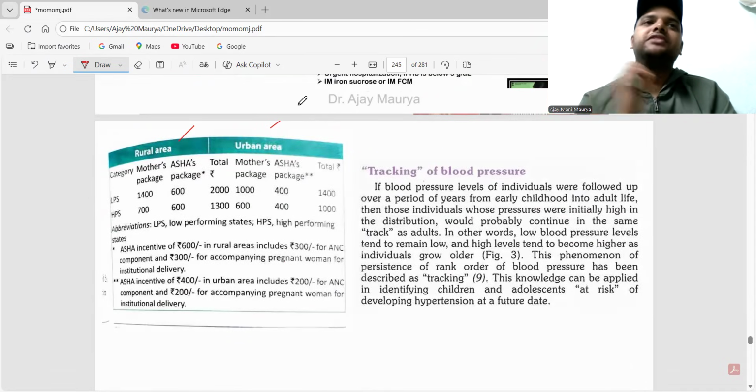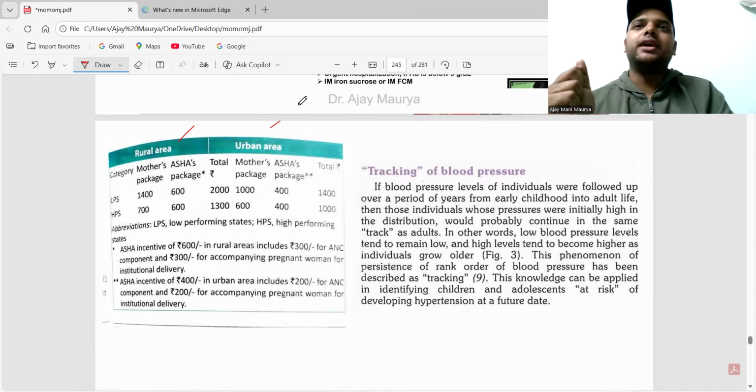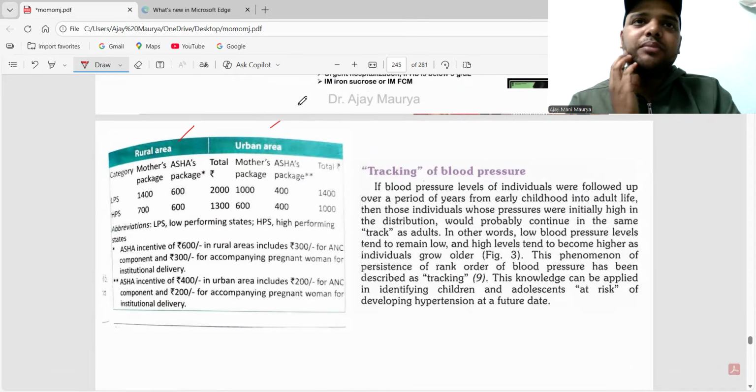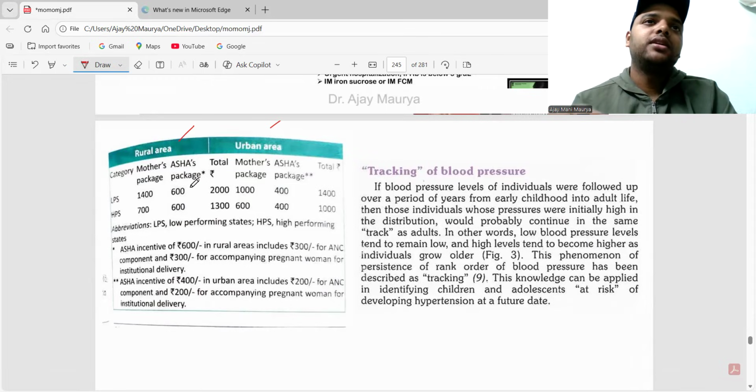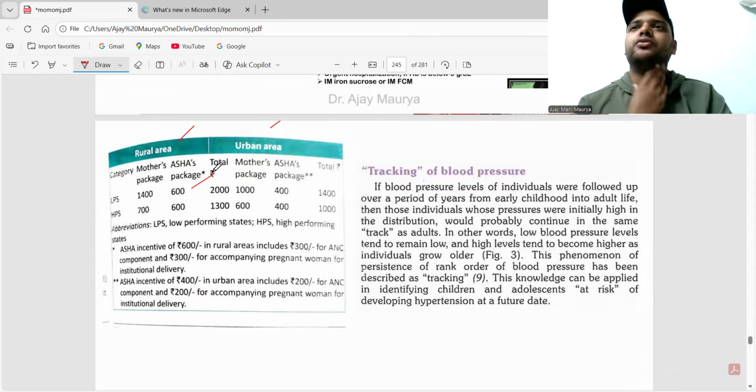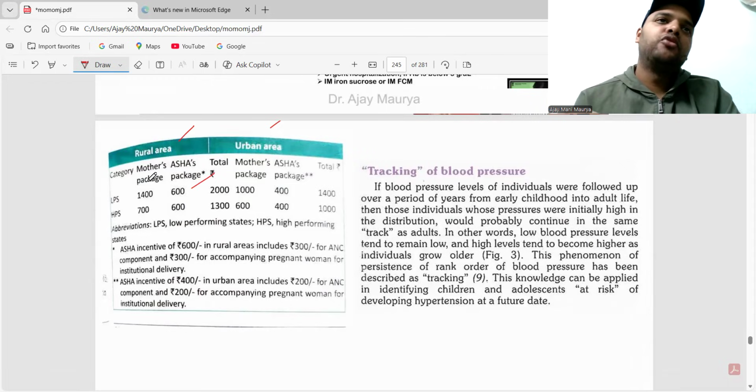How much does ASHA receive in the rural area? They will mention everything. For example, they will ask you in the low performing states, how much is the ASHA package in rural areas? So you have to give how much, 600 rupees. The government will give 600 rupees, 1400 for the mother.